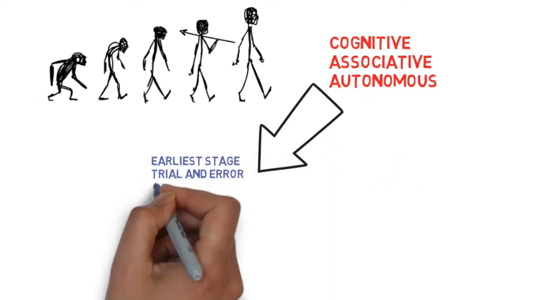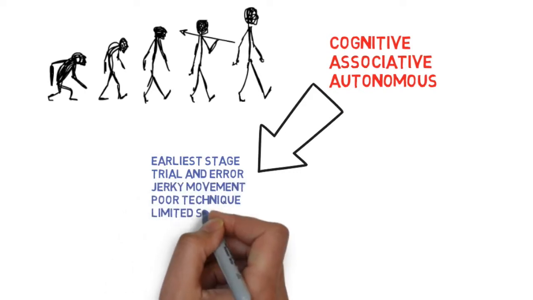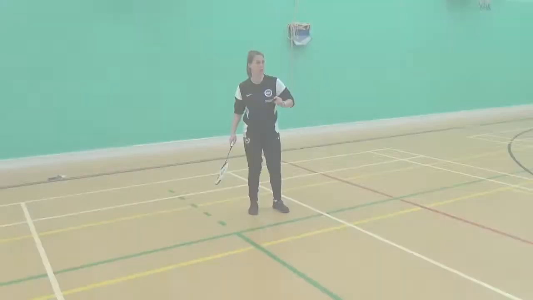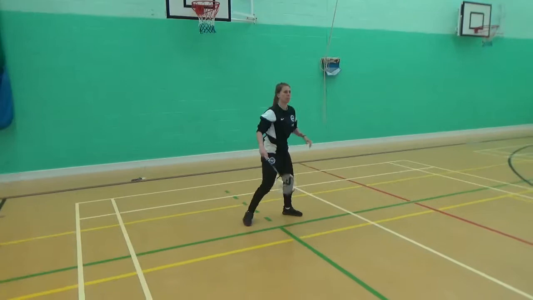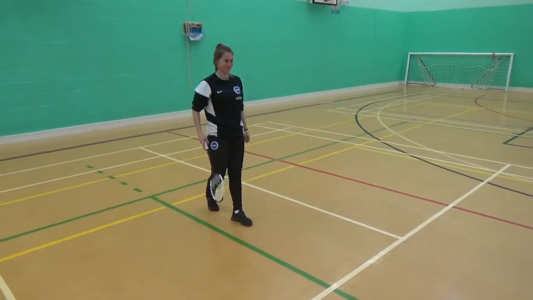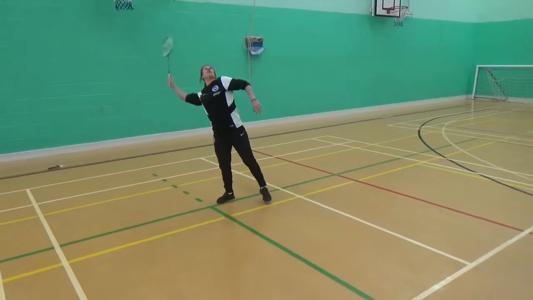So this is considered to be the earliest stage, where there's lots of trial and error, and there's poor technique and limited success. So let's have a look at an example. So we can see here that there's lots of errors and there isn't much fluency to the skill, so therefore we can easily say that this person is in the cognitive phase of learning.